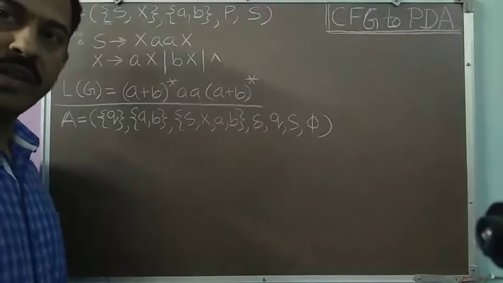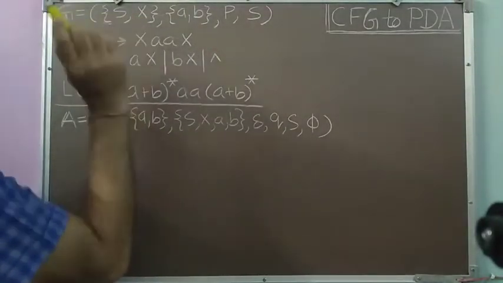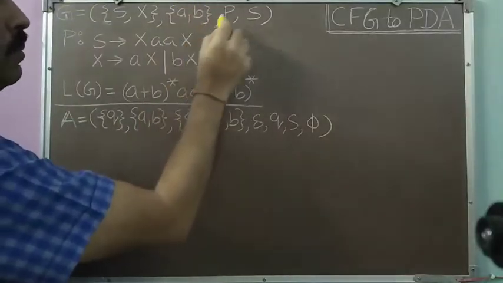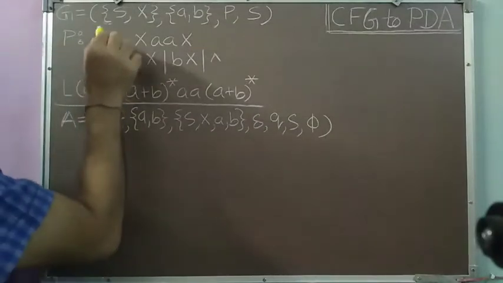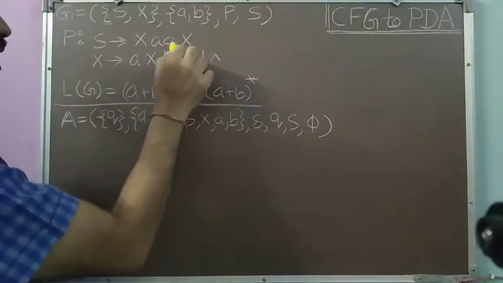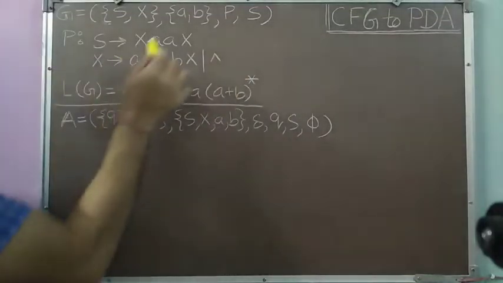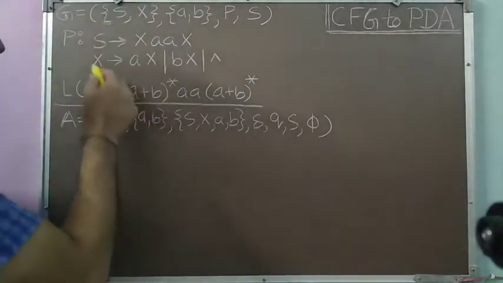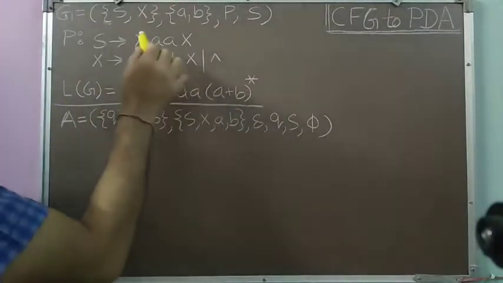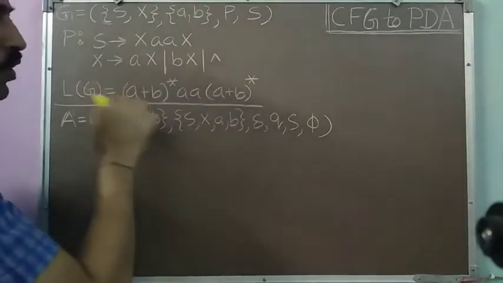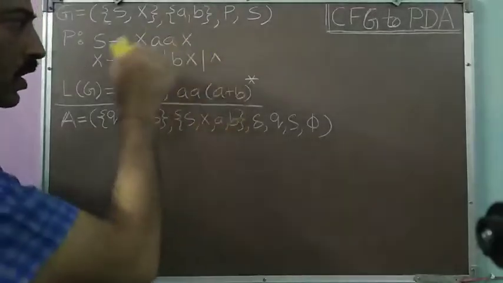Now let us take one more example. Suppose this time grammar G contains two variables S, X, two terminals a, b, a set of productions P, and the start symbol is S. The set of productions P is given by S to X a a X, and X to aX, bX, null. If you carefully look at the productions, the language L(G) is (a+b)*aa(a+b)*. So it is the language of all words over a and b which contain aa in them.